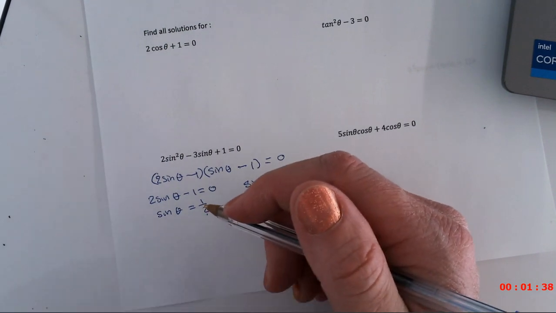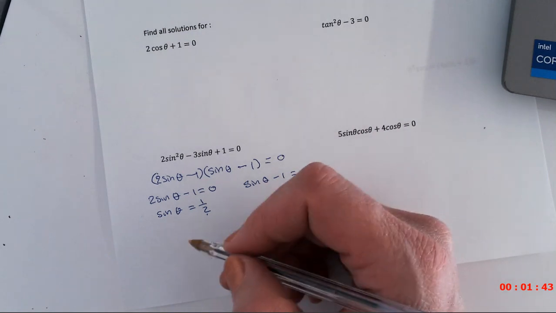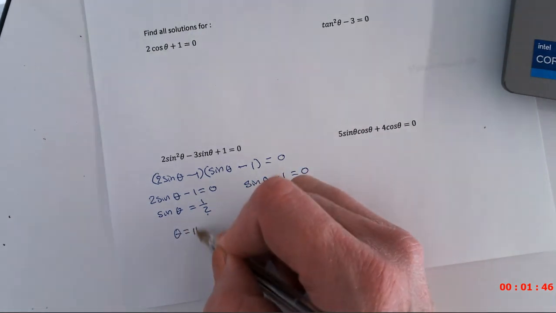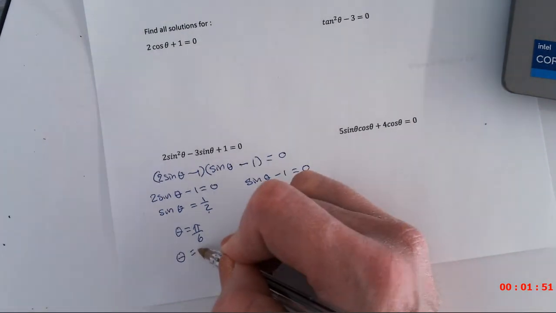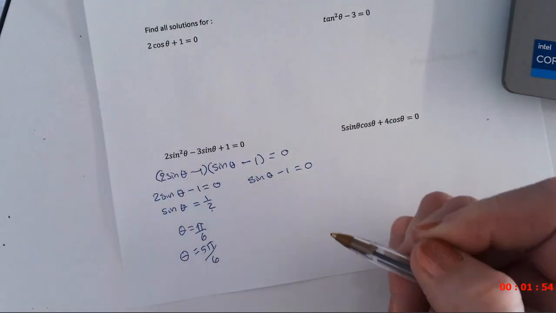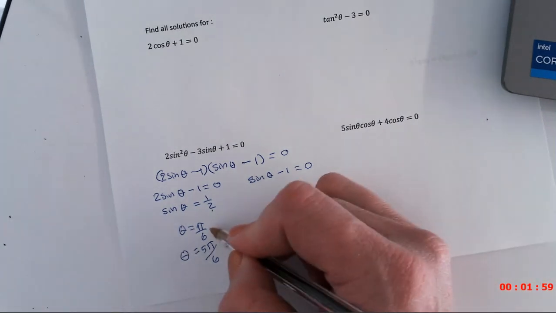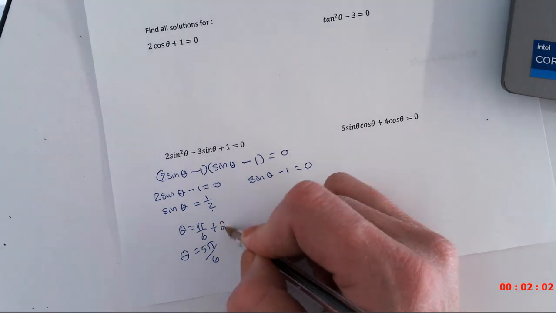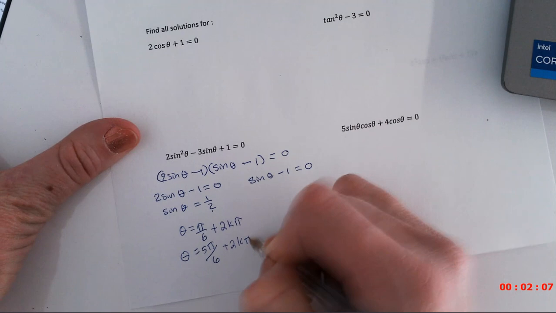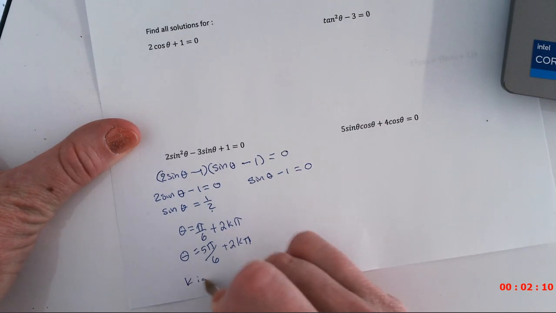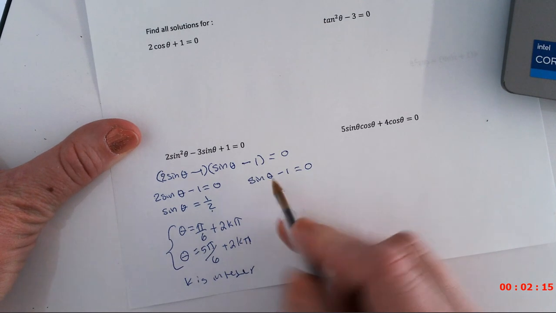So where is sine of theta equal to positive 1/2? That happens at pi over 6, and it also happens at 5 pi over 6. Do you agree? Okay. And then I'm looking for all solutions. So this is sine, so every 2 pi I get another one. So plus 2k pi, and again, k is an integer. So that's one set. But I get more.